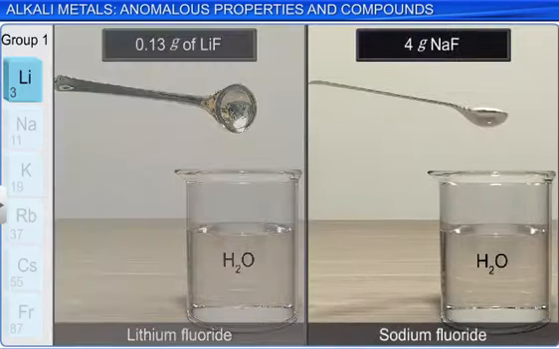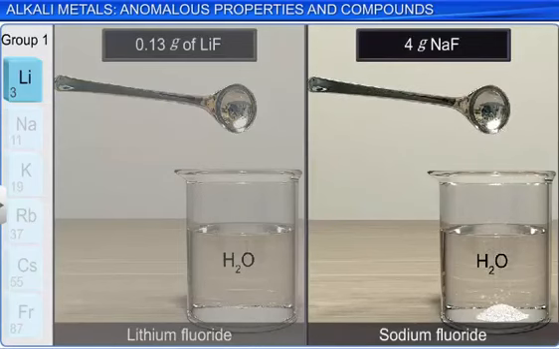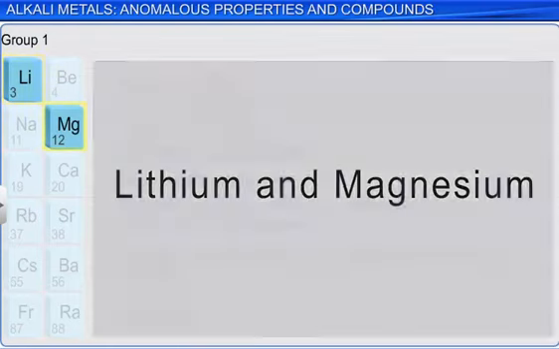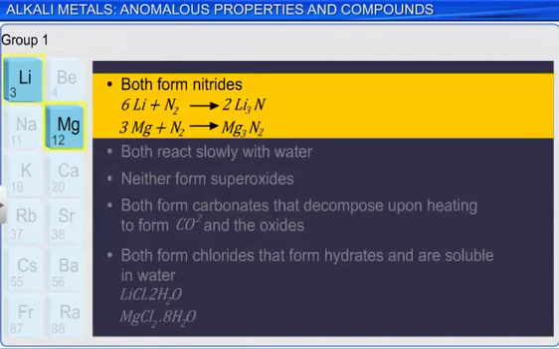The diagonal relationship between lithium and magnesium was mentioned earlier in this module. Lithium and magnesium have some notable similarities in their chemical properties. Both form nitrides, as shown in the reactions here. Both react slowly with water. Neither element forms compounds containing the superoxide ion.